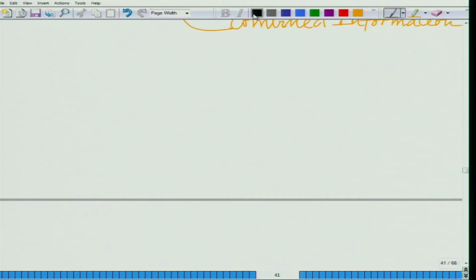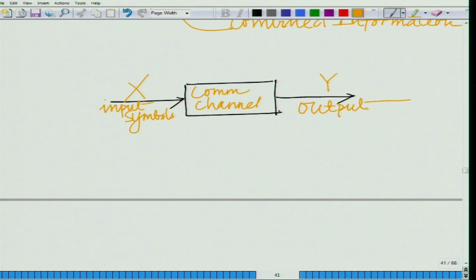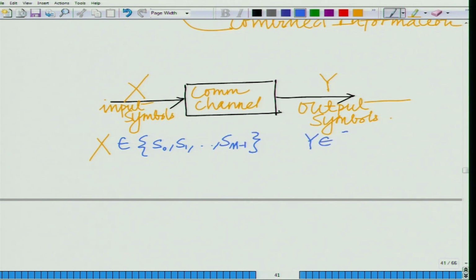For instance, let us consider what is its relevance to the specific problem that we are interested in, which is in the context of communication. Let us consider a simple communication system, in which we have a channel, and a set of transmitted input symbols. These X are your input symbols, Y are the output symbols. X can belong to the alphabet S0, S1, ..., Sm minus 1. Y can belong to R0, R1, ..., Rm minus 1.